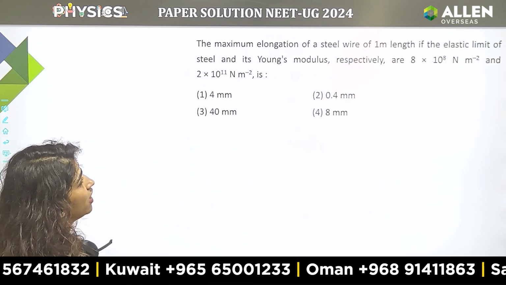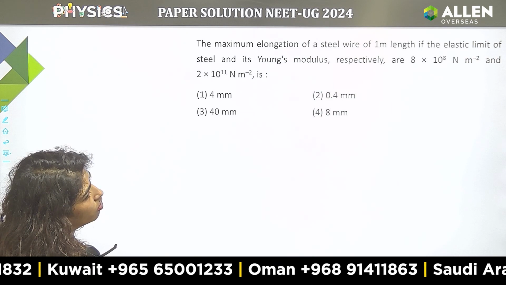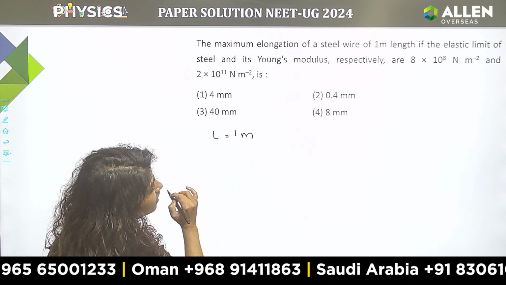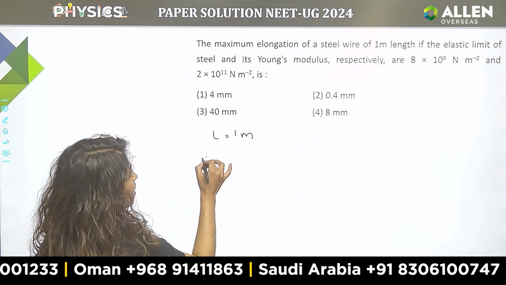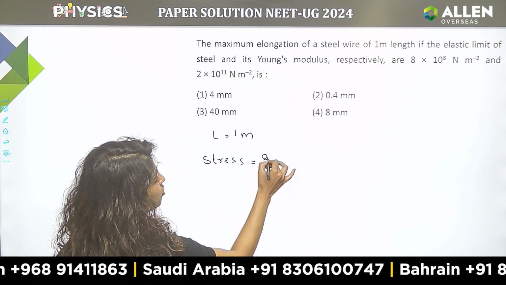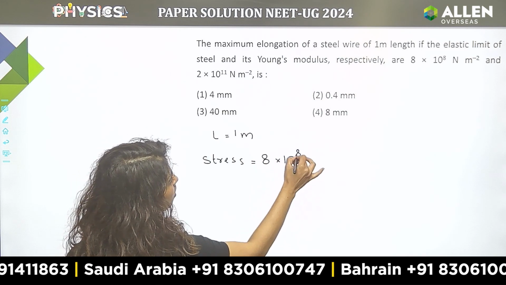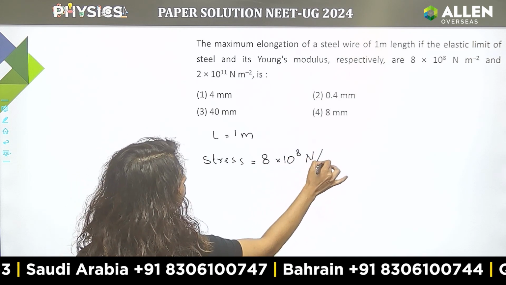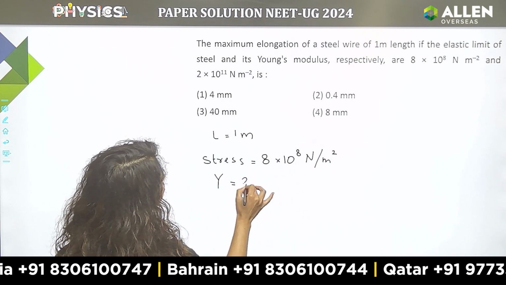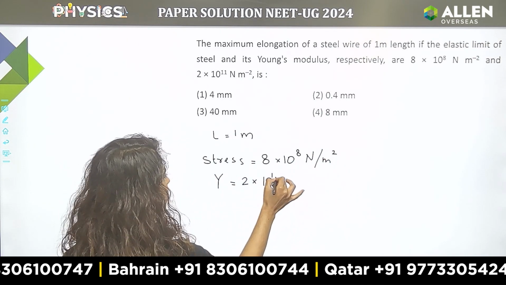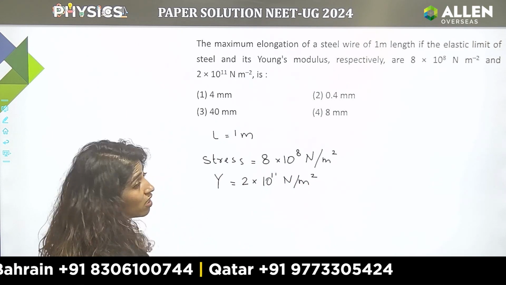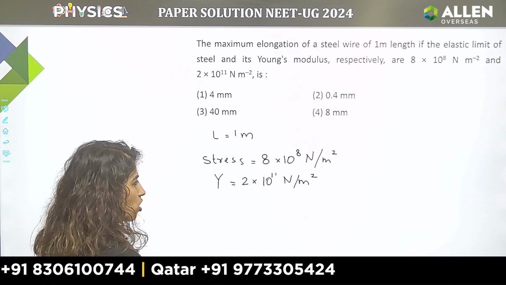Next question says maximum elongation of a wire of length 1 meter, elastic limit. Now what is elastic limit is stress. So maximum stress in the wire is given as 8 into 10 raised to 8 Newton per meter square. Young's modulus is given as 2 into 10 raised to 11 Newton per meter square. And what are we supposed to find? We are supposed to find what is the maximum elongation.